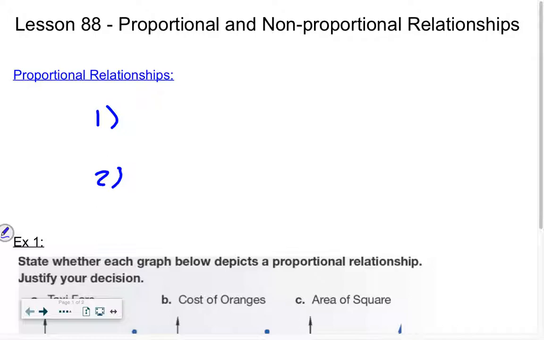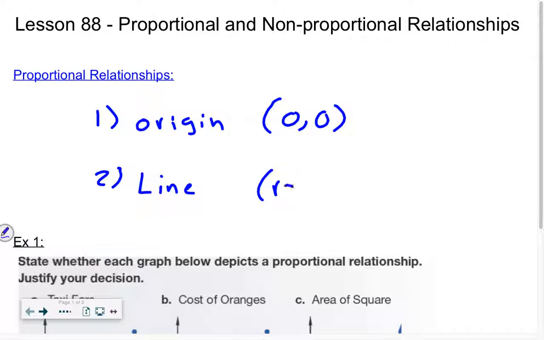Number one was we wanted to determine whether or not it went through the origin, which in terms of the chart, meant did we have 0, 0? And then also, did it form a line, which meant did we have a constant rate of change. So for this lesson, we're just going to take a few minutes to look at a couple of different scenarios and talk our way through whether or not it is a proportion.